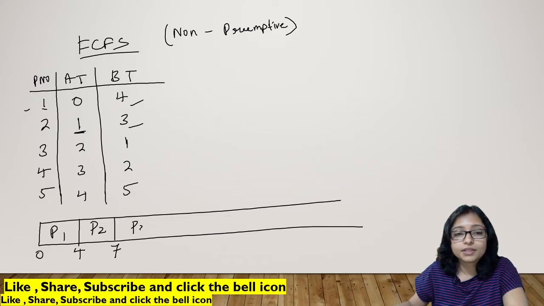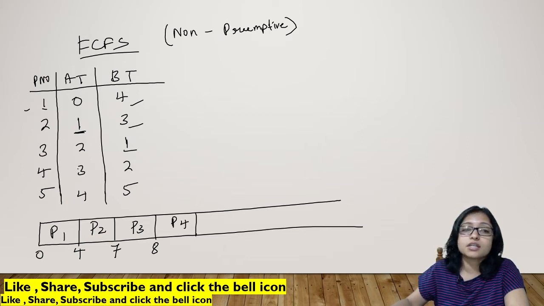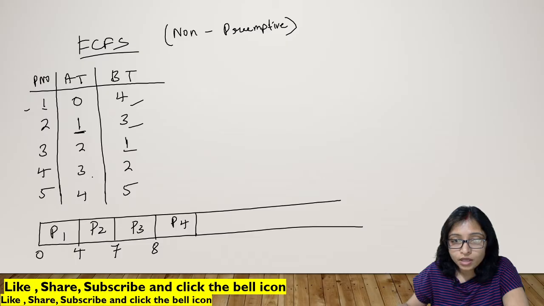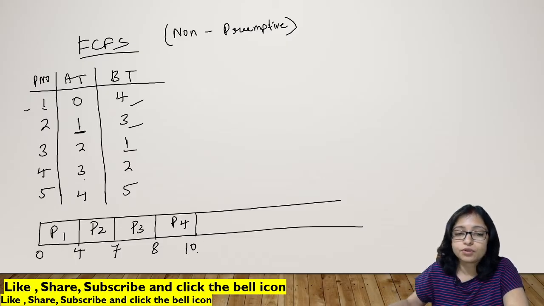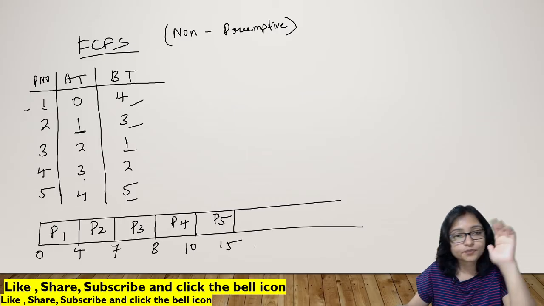After that, P3 will get the chance. P3 has only 1, so it will be 8. After that, P4 will get the chance, and after 8 it will be 10. Then P5 will get the chance, and it will be 15. So that is done, right?